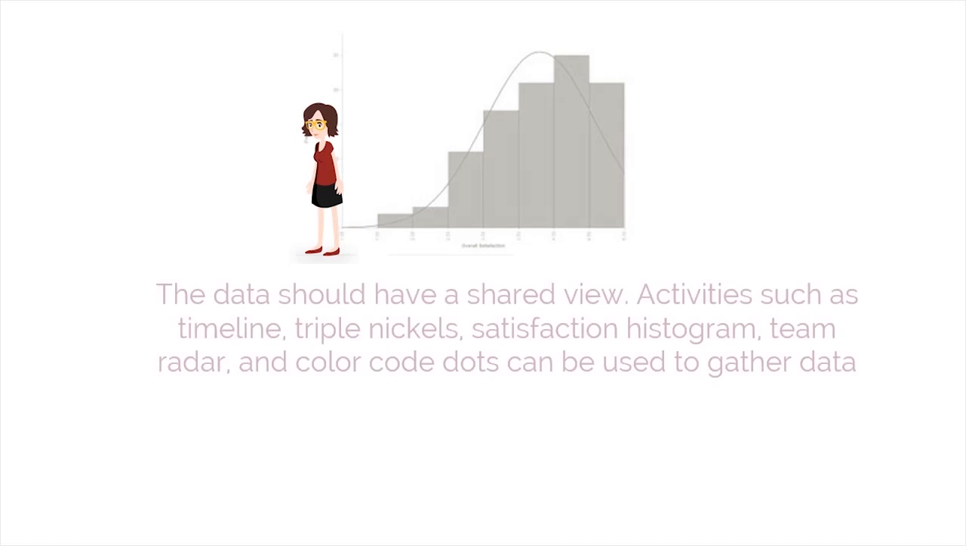The first step is to gather data. The data should have a shared view. Several activities such as timeline, triple nickels, satisfaction histogram, team radar, and color code dots can be used to gather data. The second step is generating insights.